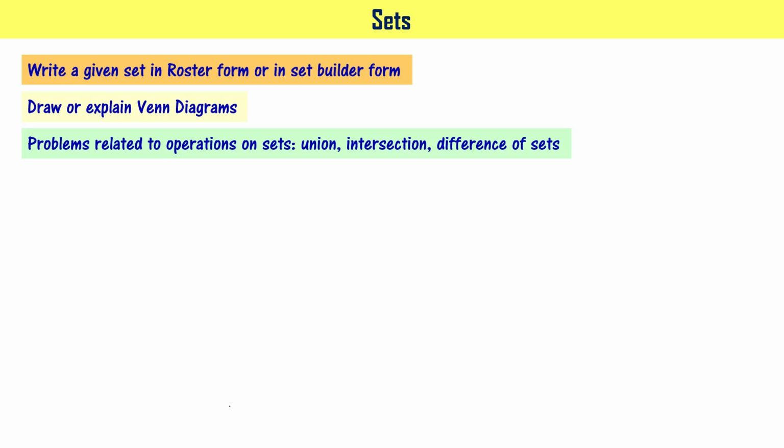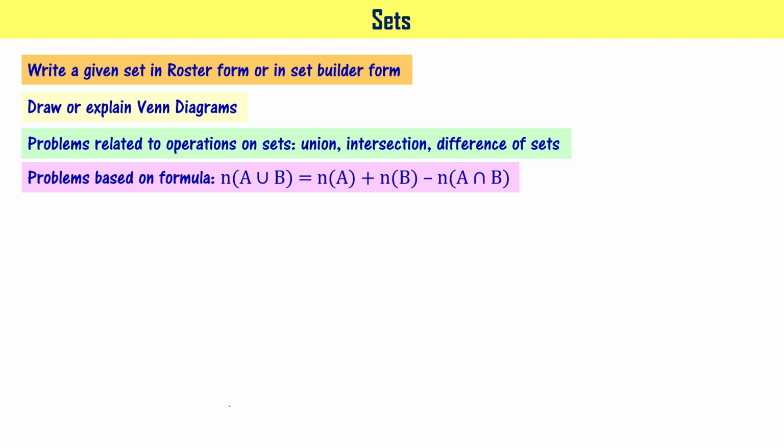The last important topic in this chapter is problems based on formula. Something like n of A union B equal to n of A plus n of B minus n of A intersection B, and so on. I'm going to solve one problem from each topic. You also solve similar kind of problems from your textbook examples, exercise problems, and old question papers so that you will be prepared well for the final exam.